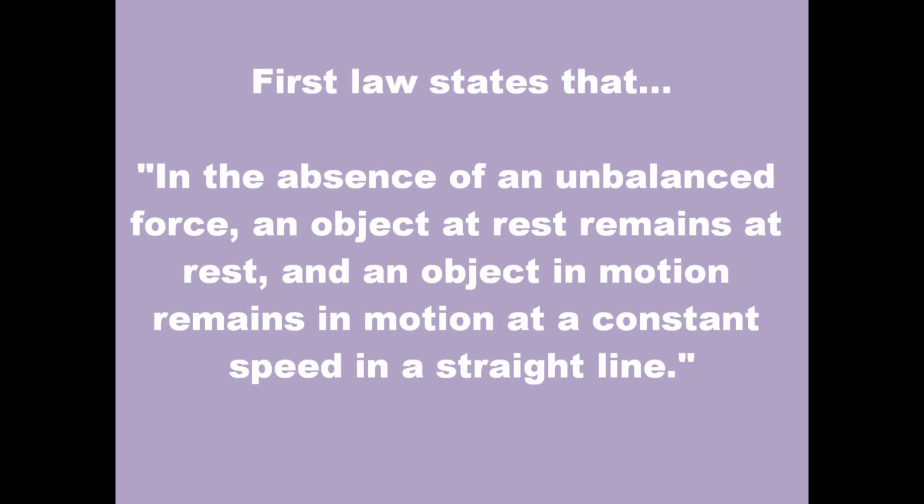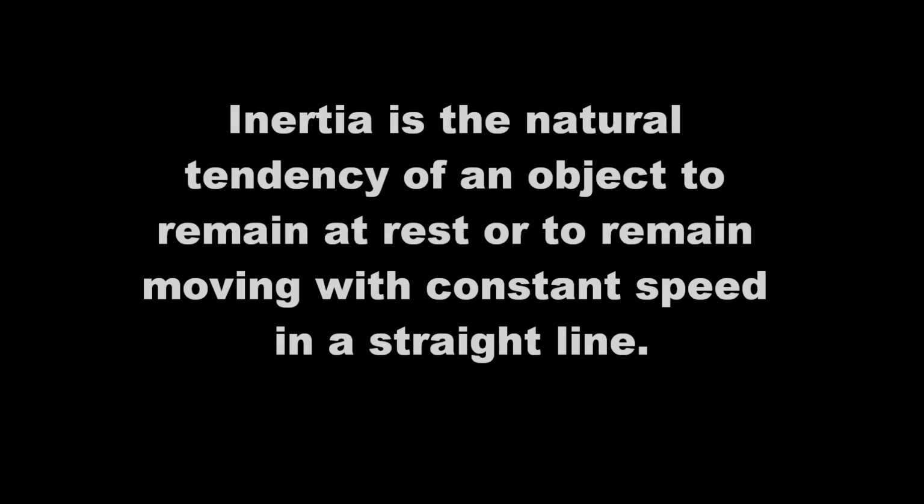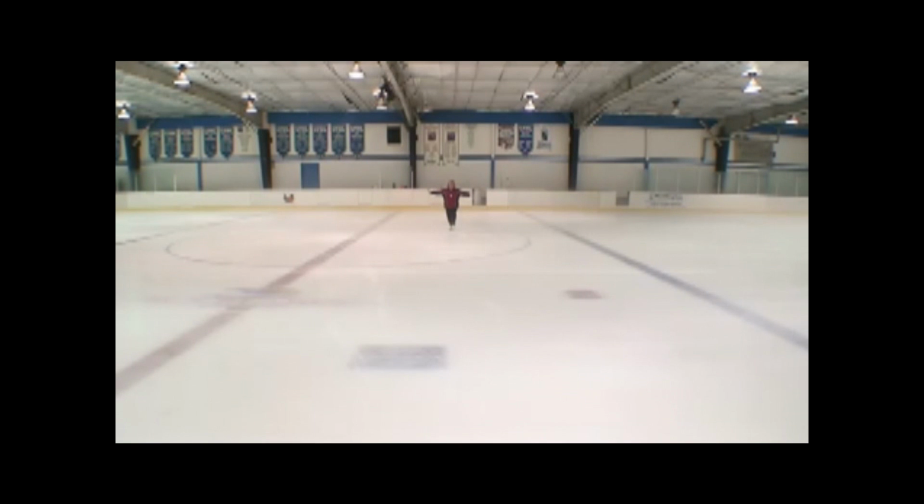The first law states that in the absence of an unbalanced force, an object at rest remains at rest and an object in motion remains in motion at a constant speed in a straight line, which is when inertia occurs. Inertia is the natural tendency of an object to remain at rest or to remain moving with a constant speed in a straight line. Let's observe the ice skater skating on ice.